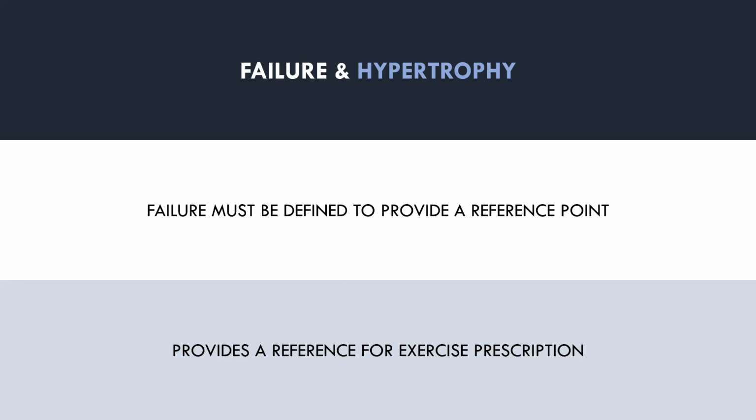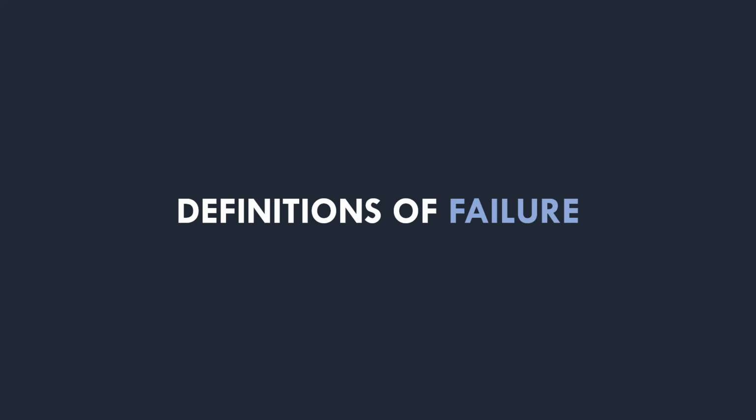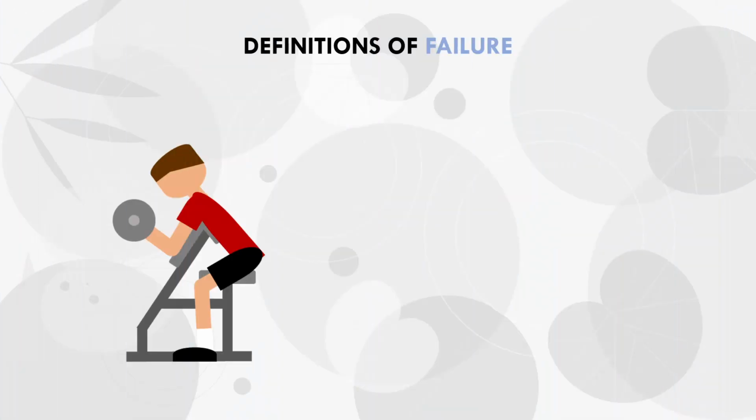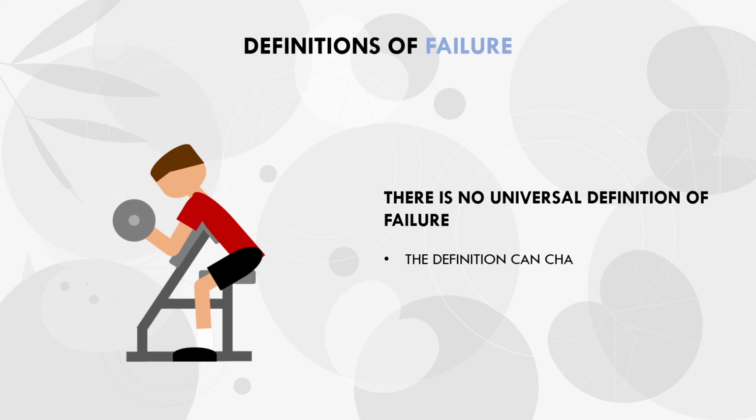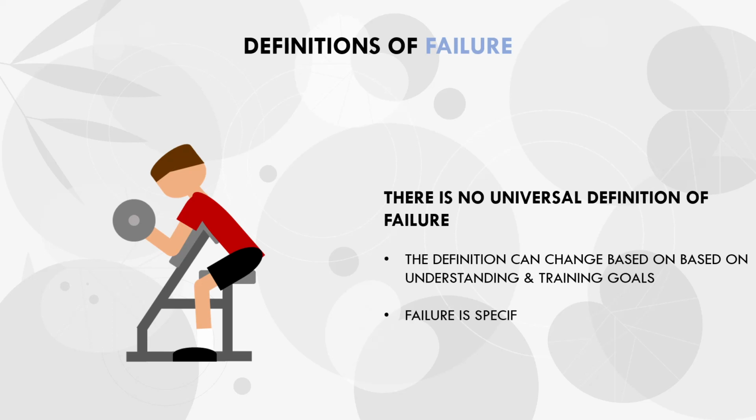So the issue is that there is no universal definition of what training to failure means in all scenarios. Rather, how we define failure will depend on our understanding of the term and how it relates to our training goals. However, we need to establish one consistency between the different types of failure. That is that failure is specific to each set. Once we hit our defined version of failure for that set, the set is over, and any training after that can be considered a new set.